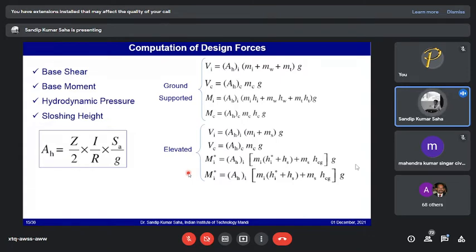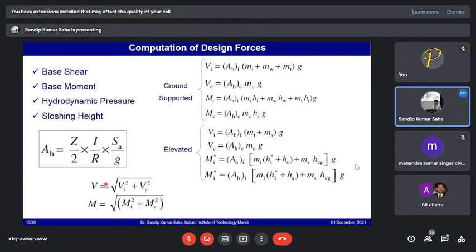So once you know this VI and VC, or MI and MC, these forces ideally correspond to one mode, either the impulsive mode or the sloshing (convective) mode. They can be combined using any combination rule, but the code suggests the square root of the sum of the squares. So the design forces, the maximum shear force and the moment, need to be calculated by the RSS method: square root of VI square plus VC square. Similarly for moment as well. So this can be used for the design value.